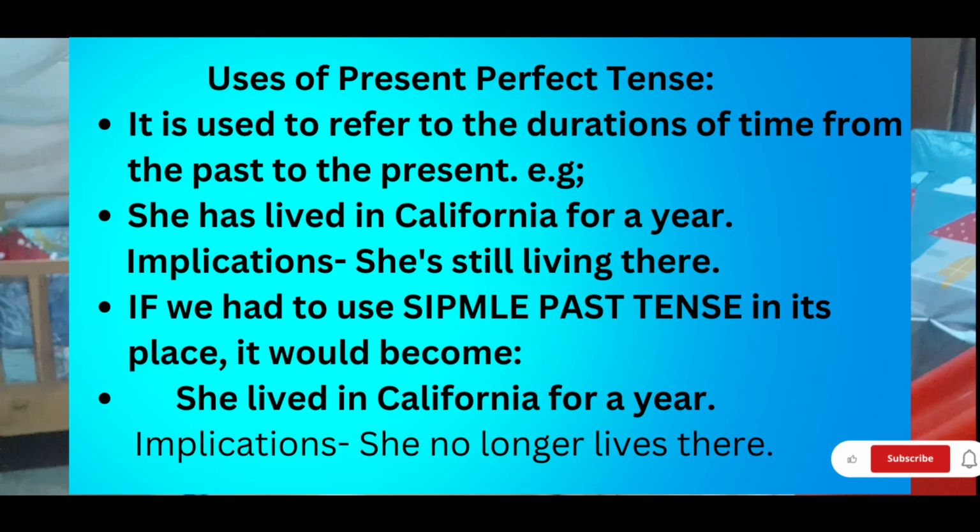She has been to California for a year. So, she has lived in California for a year. If we had to use simple past in its place, it would indicate that the action of living in California had started somewhere in the past and ended. She lived in California for a year. It implies that she no longer lives there.